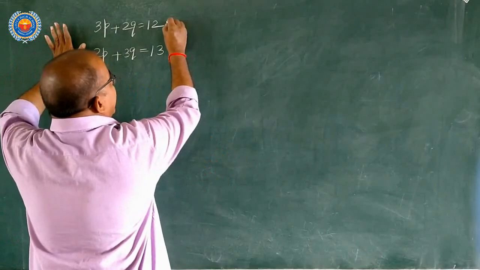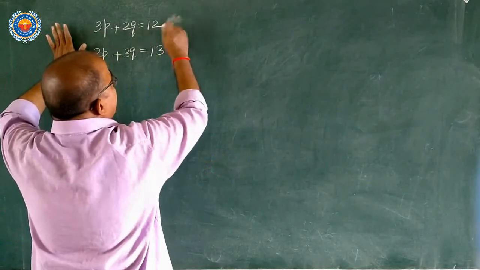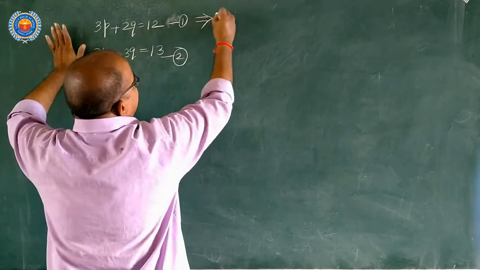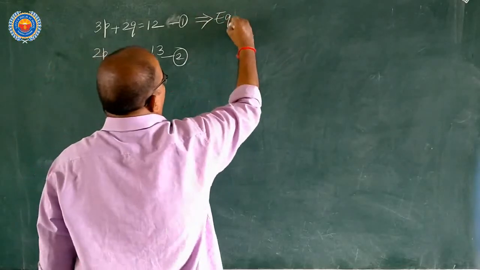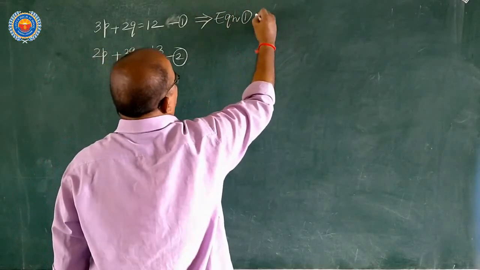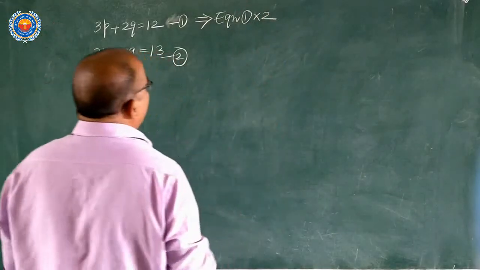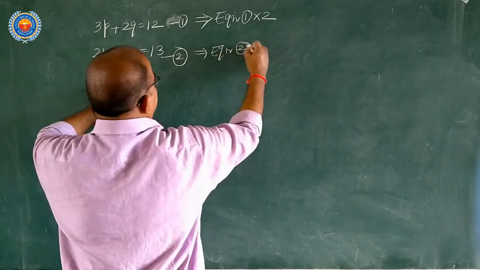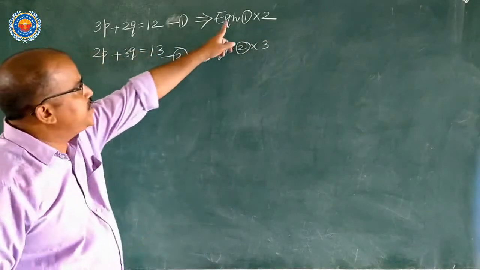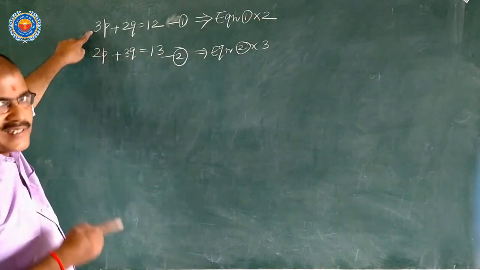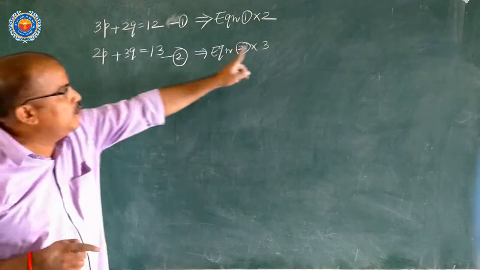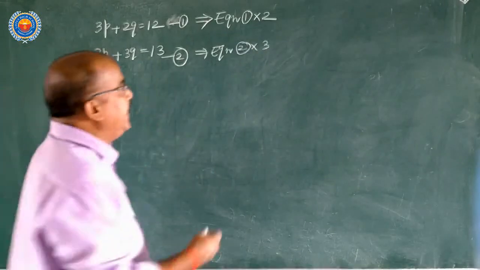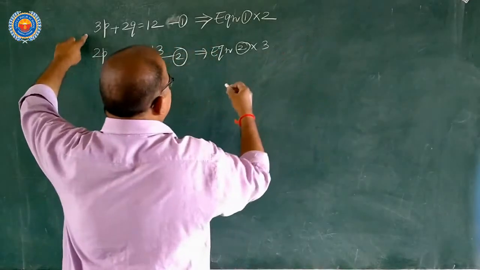Now here this is equation 1, this is equation 2, that implies equation 1 into 2, equation 2 into 3. If equation 1 into 2, 3 2s are 6, 6p, equation 2 into 3, 2 into 3, 6, 6p, so that I can eliminate easily. So now I am writing the new equations carefully.